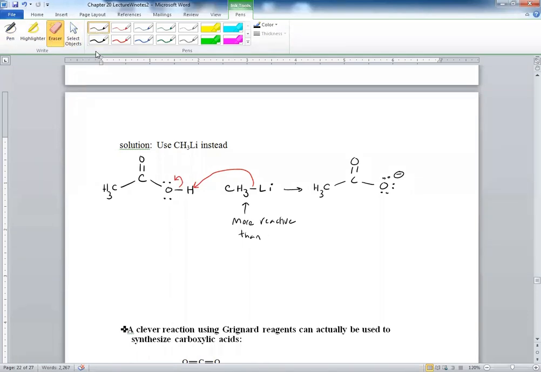So let's write that down. More reactive than Grignard. So the reaction will continue. So we have another organolithium reagent.